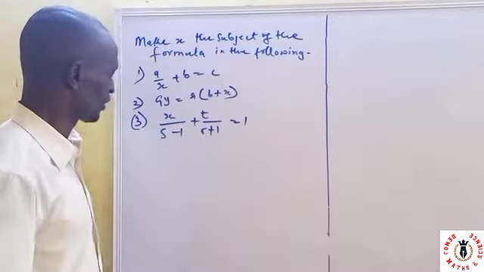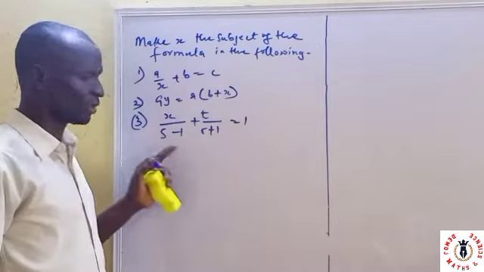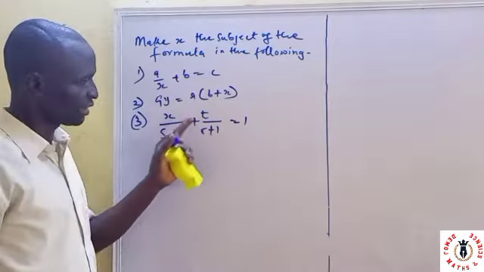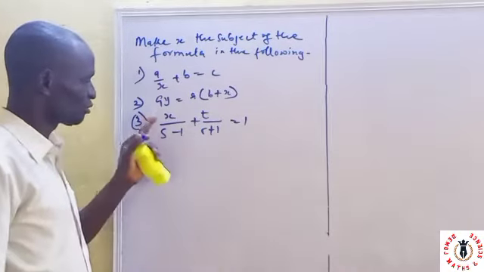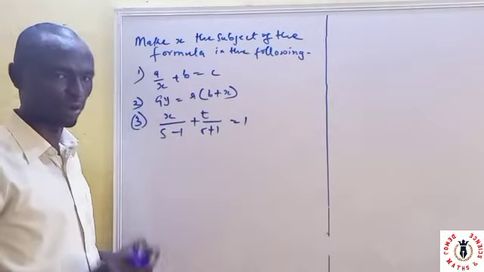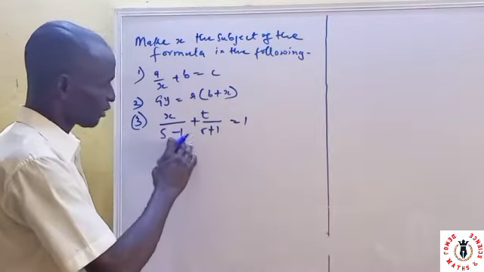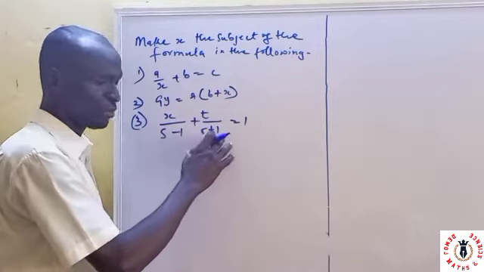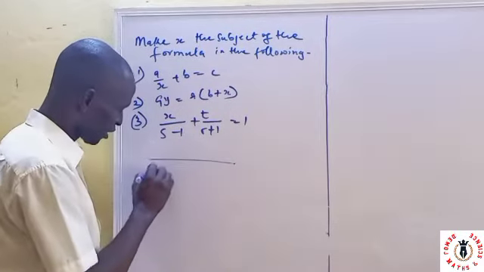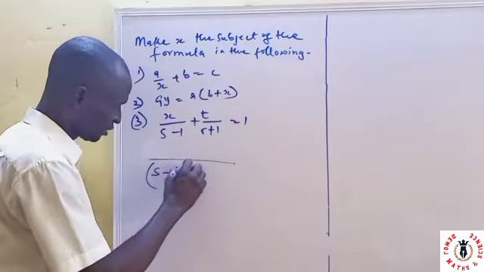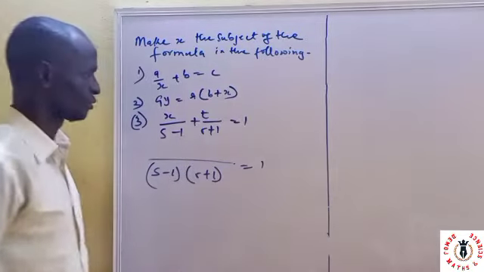Now let's solve question 3 together. Question 3 says x over x minus 1 plus t over r plus 1 equals 1. We are to make x the subject of the formula. Now because I have x minus 1 and r plus 1 as bases, let's take an LCM. It becomes x minus 1 into r plus 1 here is equal to 1.